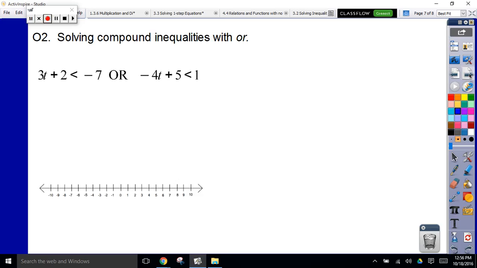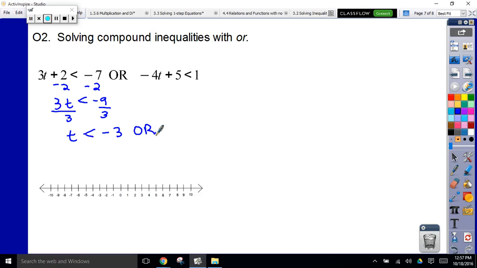When we have an or inequality, we have to solve both sides separately. So we're first going to solve the inequality on the left, then we'll solve the inequality on the right. First I'm going to subtract 2 from both sides. I get 3t is less than -9. Dividing by 3, I don't need to change my sign because I'm not dividing by a negative number. I'm dividing by a positive number. So t is less than -3.